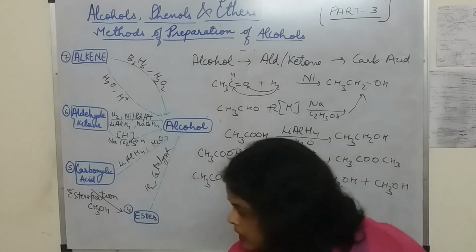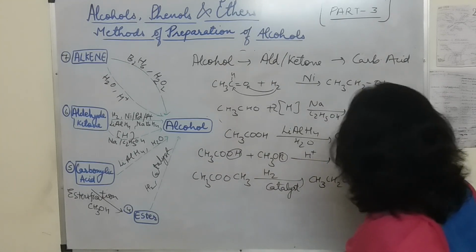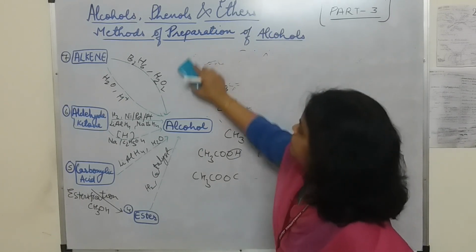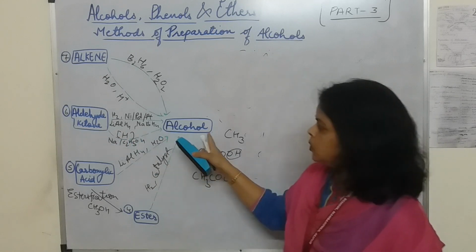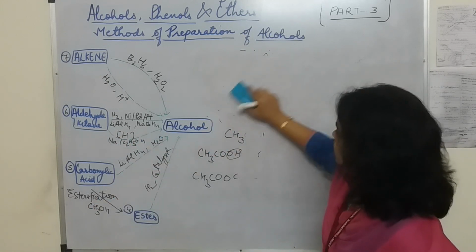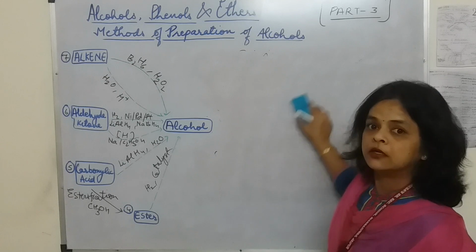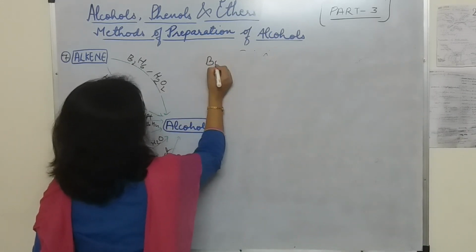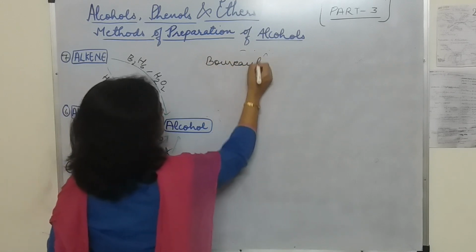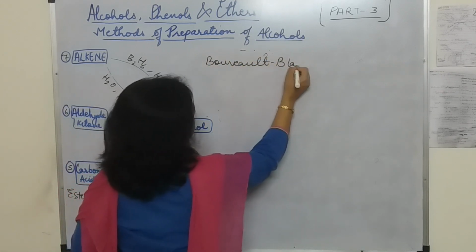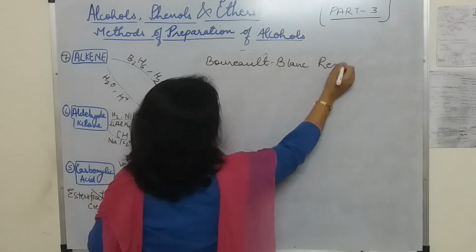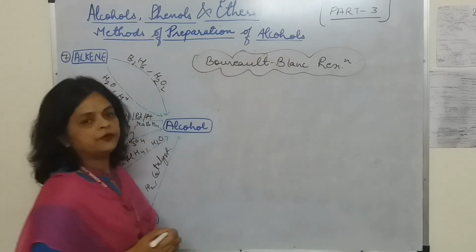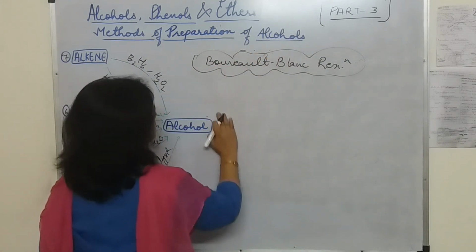And students, one thing more I would like to tell over here. When you are using sodium and alcohol as a reducing agent for conversion of aldehyde, ketone, carboxylic acid, ester into alcohol, then it becomes a particular name reaction, that is Bouveault-Blanc reaction. A very important reaction. What is Bouveault-Blanc reaction?